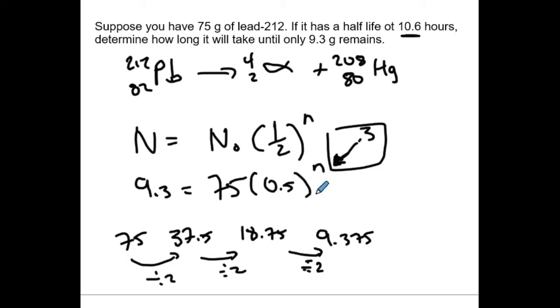Right? Now you can use logarithms to solve for this exponent, but the way Physics 30 is supposed to work is it's always supposed to be a whole number increment.